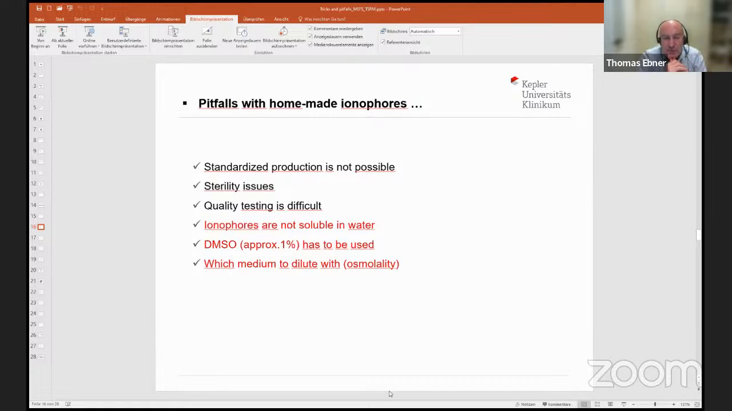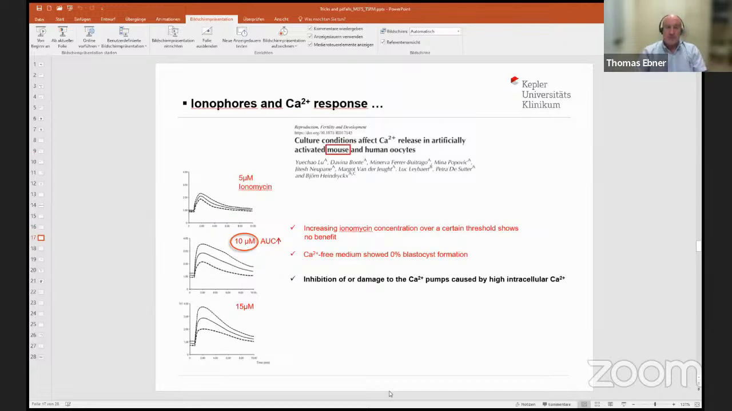This means that you have to mix it with DMSO, dimethyl sulfoxide. And we all know that at a certain concentration, this small molecule causes parthenogenetic activation. So you should try to use not more than 1% of DMSO and mix it with the ionophore. And then you have to mix it with some basic medium, and then you may have a topic which could be osmolality or also calcium, as I will show you in a minute. So it's not easy to mix it yourself, but people are doing it and save costs by doing so.